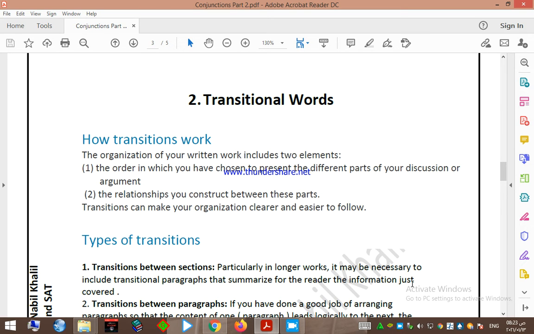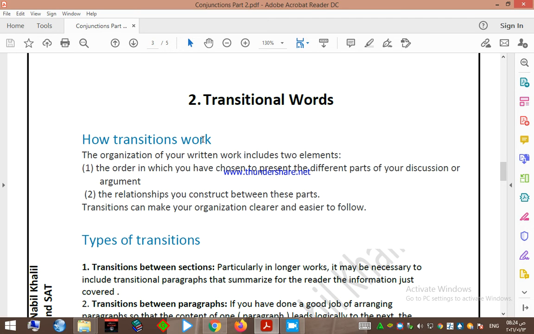Welcome back to the last part of conjunctions. Today we will focus on transitional words, or they have another name called adverbial conjunctions. As I told you before, we use transitional words to show the relationship between ideas in paragraph organization.